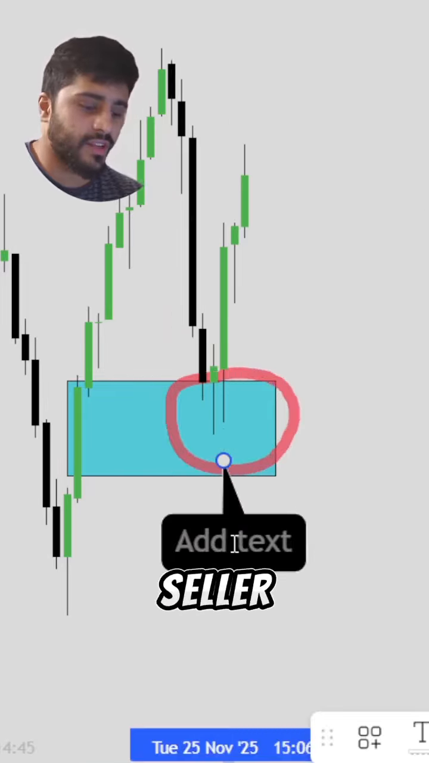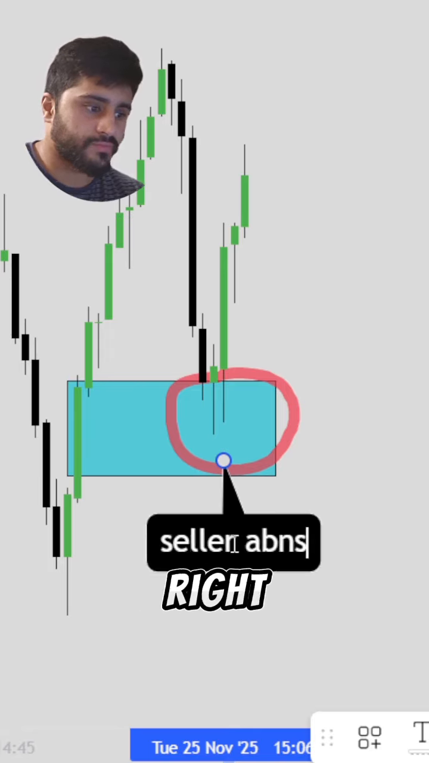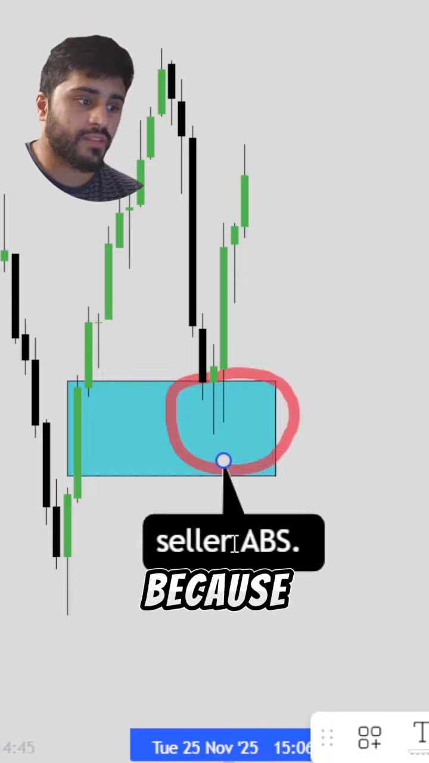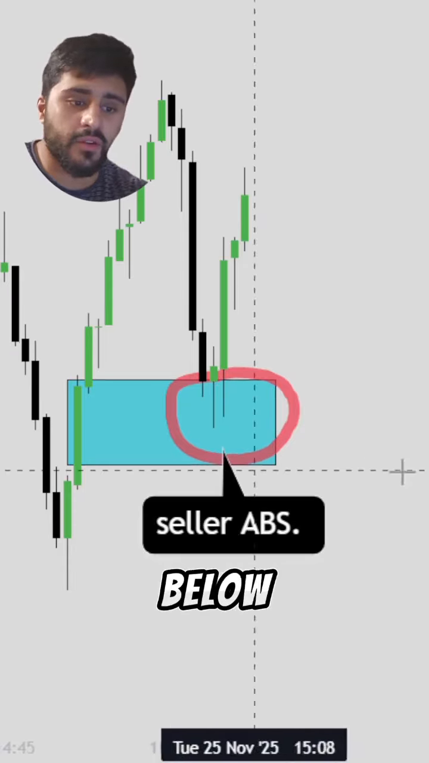So this is what we call seller absorption, right? Just going to write ABS, right? This is a seller absorption, right? Because sellers were unsuccessful to break below this level.